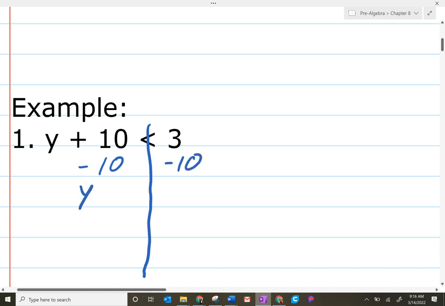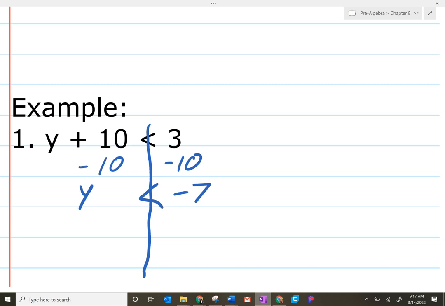I get y. This part where this line's at, I am not going to change this symbol. This symbol's not going to change. And so I get 3 minus 10. I get negative 7. So again, I drew this line straight through it. This symbol will not change. As long as I don't do any multiplying or dividing by a negative number, this sign will stay the same. And I'm going to show you when we get to having to change that stuff.